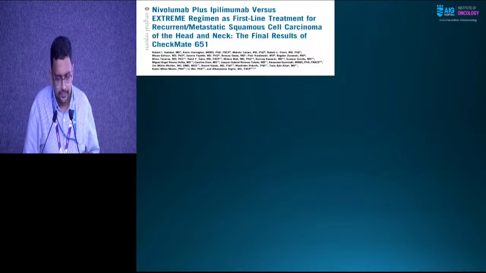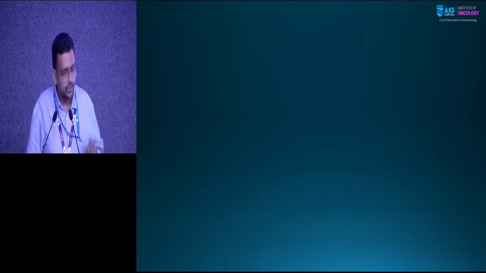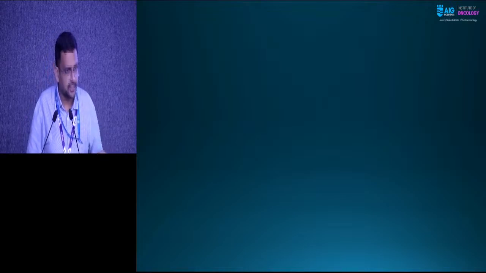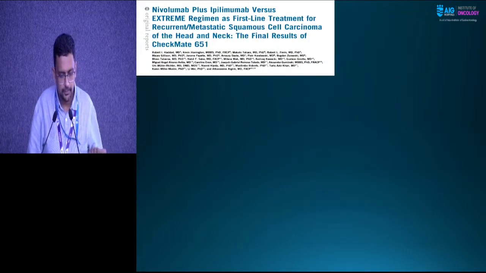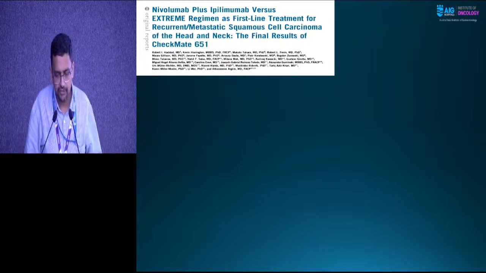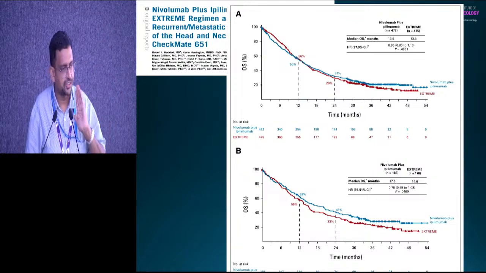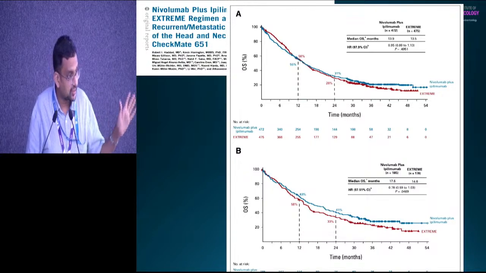So then, what will we conclude from this? I'll come to that in the ending. Are all immunotherapy drugs working equally well? Is everything successful? And the answer is again no. You had the nivolumab plus ipilimumab versus EXTREME regimen in first line, CheckMate 651. No difference. The overall survival in both groups was the same, whether you used PD-L1 high or low. So this drug doesn't work.